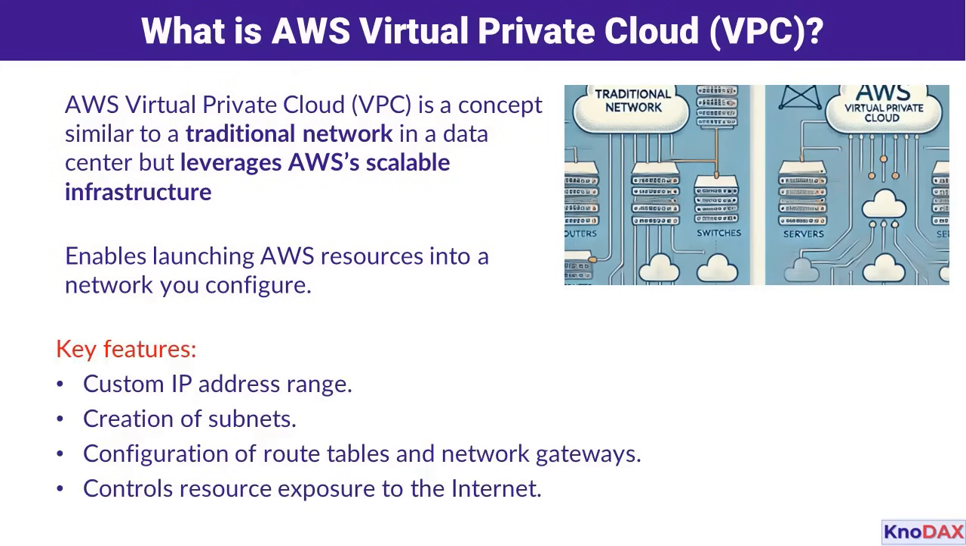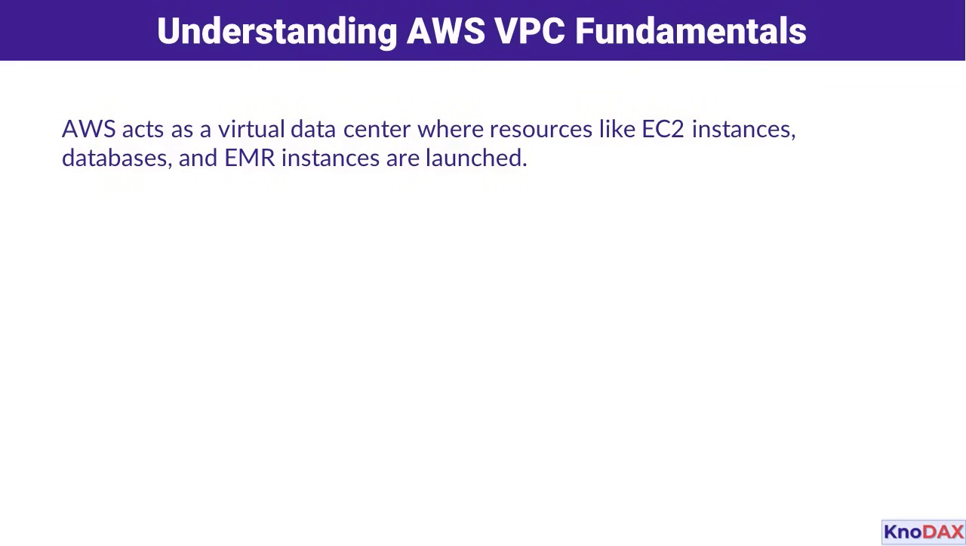You have control over essential elements, such as defining custom IP address ranges, creating subnets, configuring route tables, and setting up network gateways. Most importantly, VPCs give you control over how resources within your network are exposed to the internet, ensuring both security and flexibility. In short, AWS VPC combines the familiarity of traditional networking with the scalability of the cloud, making it a cornerstone of AWS infrastructure. Now, let's dive into the fundamentals of AWS Virtual Private Cloud, or VPC.